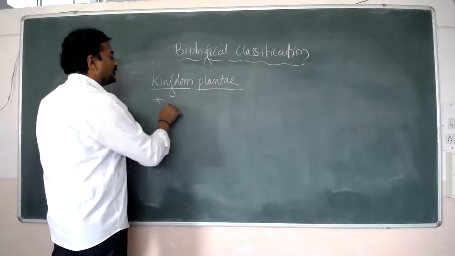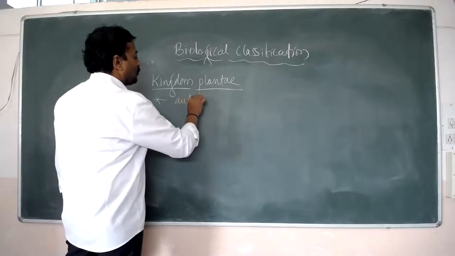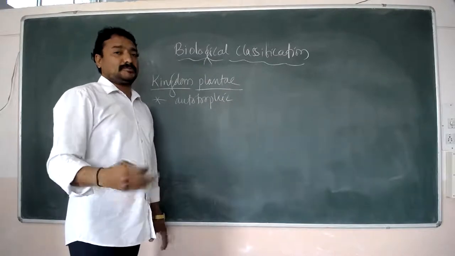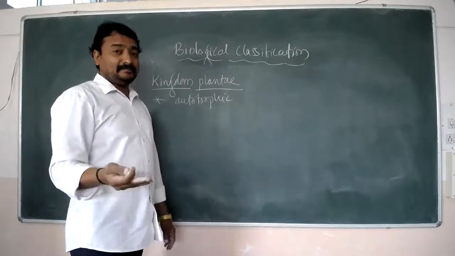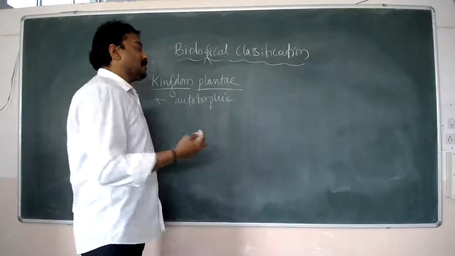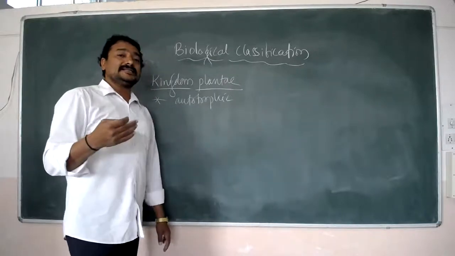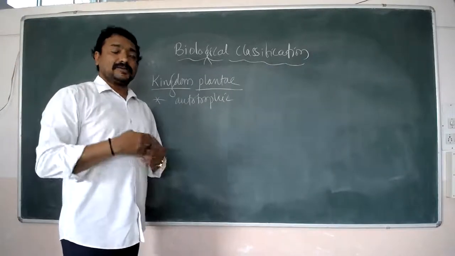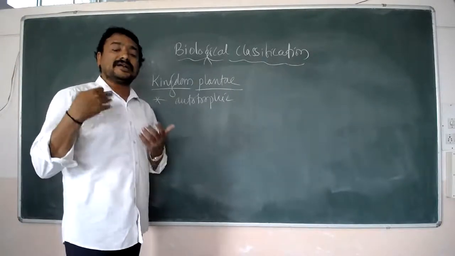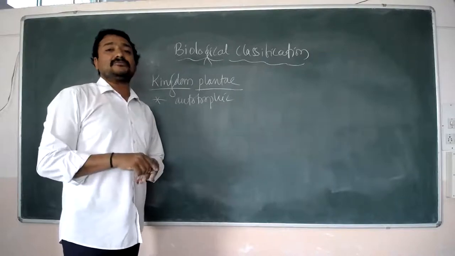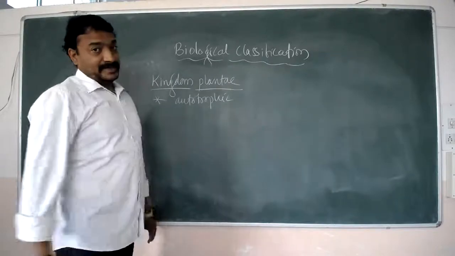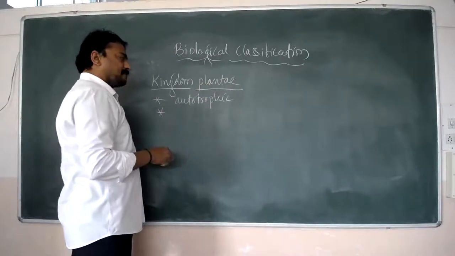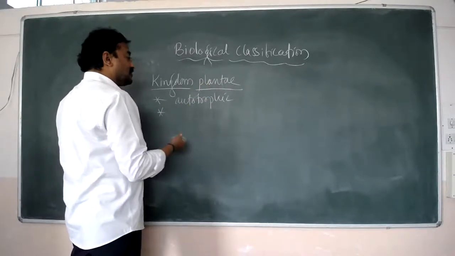The members of kingdom Plantae are autotrophic. Autotrophic means they prepare their own food because of the presence of the green pigment, chlorophyll. By utilizing solar energy in the presence of raw materials like water and carbon dioxide, they prepare the food material in the chloroplast. So the members of kingdom Plantae are autotrophic, and some of them are heterotrophic.